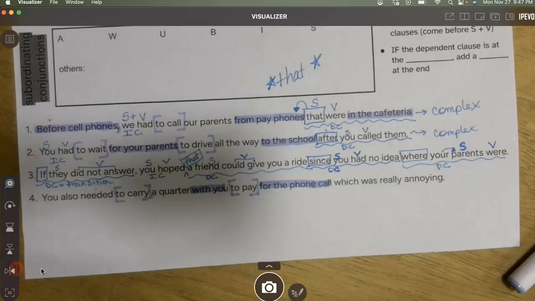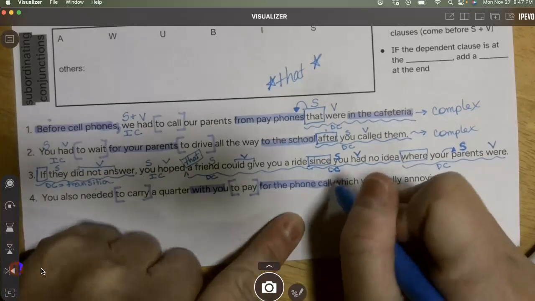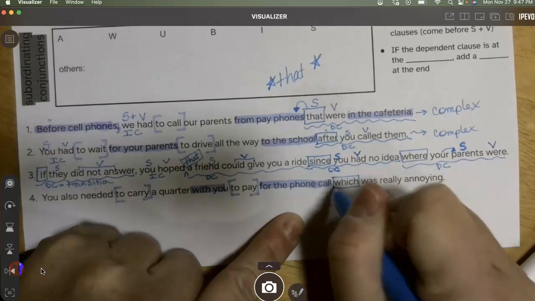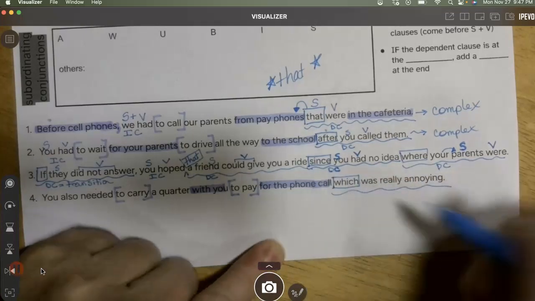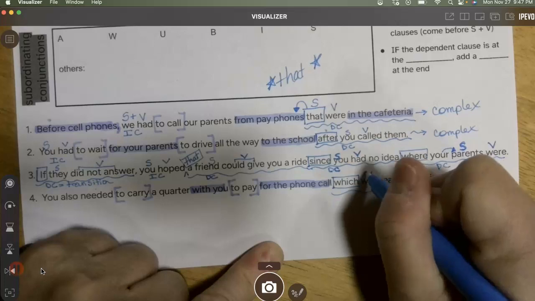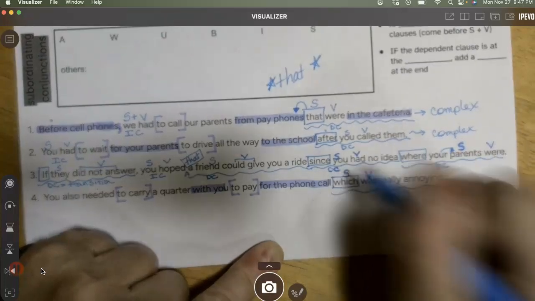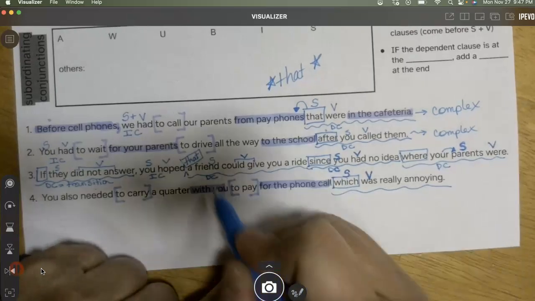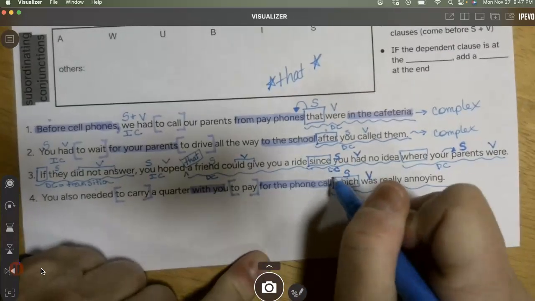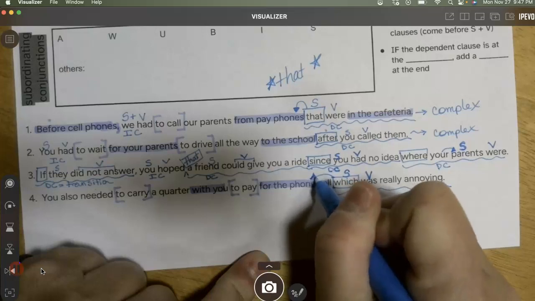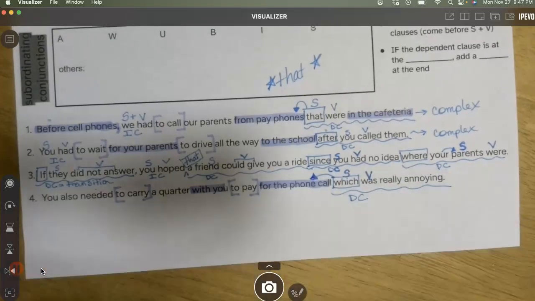All right, so now I'm going to look for a conjunction. I don't see a coordinating conjunction, but I see one of those WH words, which. Which was really annoying. Well, I know was is always a verb. What was annoying? Which refers back to this idea of having a quarter to make the phone call. So I've got a dependent clause.